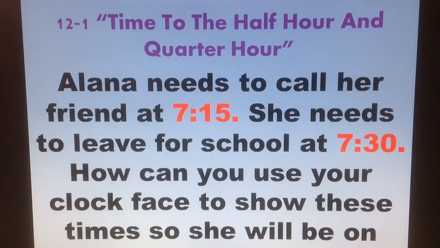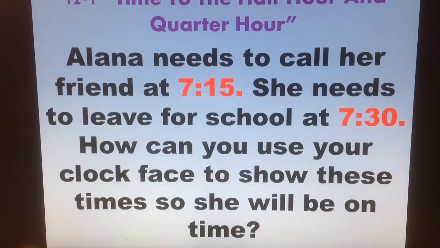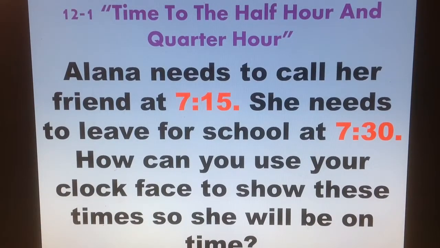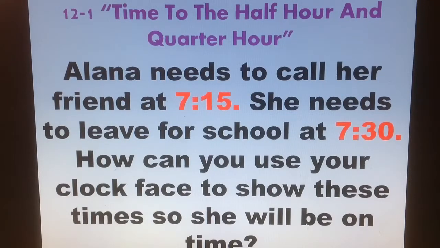Okay, here's a problem we looked at today. Elena needs to call her friend at 7:15. She needs to leave for school at 7:30. How can you use the clock face to show these times so she'll be on time? We had a blank clock face in front of us and we drew in the hands to make 7:15 and then we drew in the hands to make 7:30.